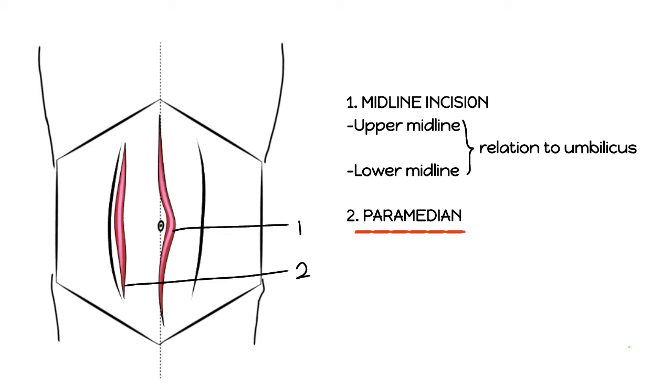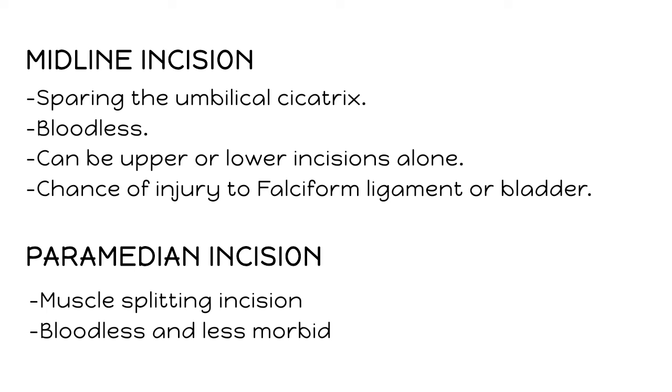Paramedian incision also provides a bloodless plane, and the method used is muscle splitting rather than muscle cutting, thus less morbid. It is used mainly for access to the liver, spleen, or stomach.